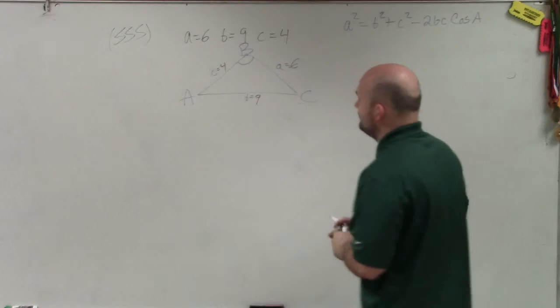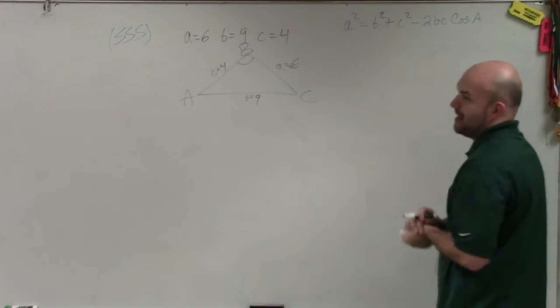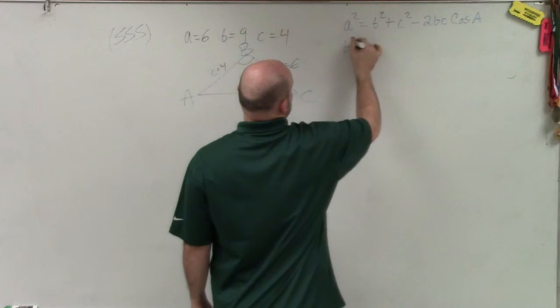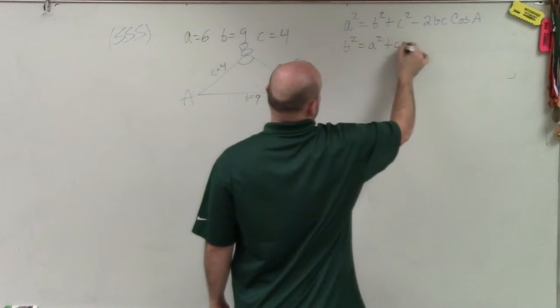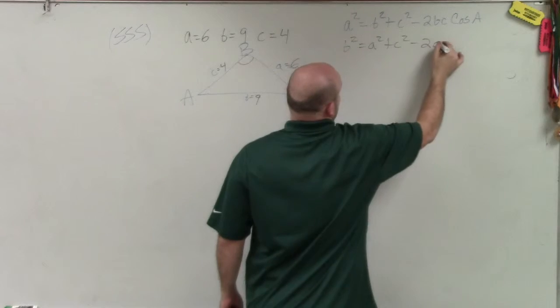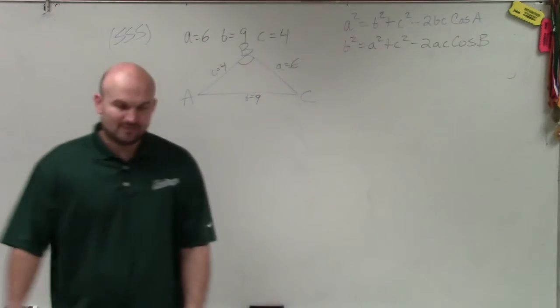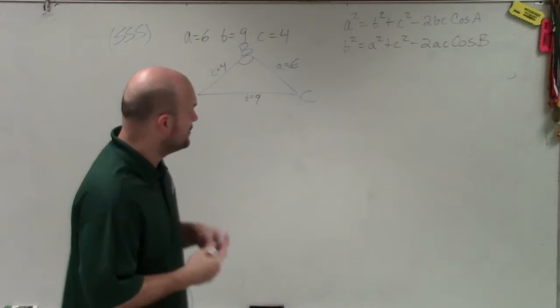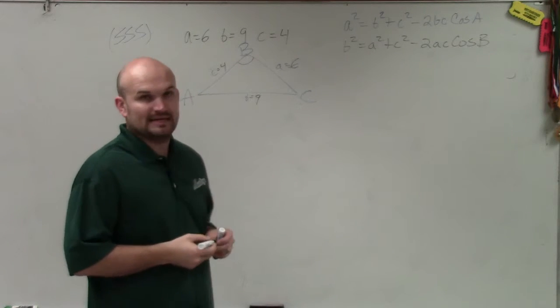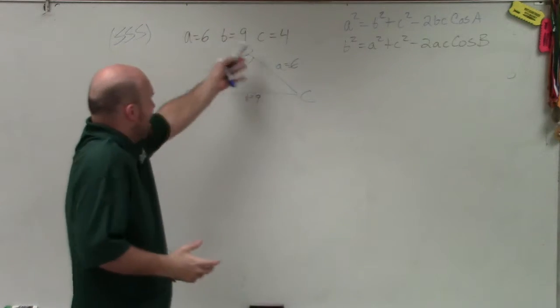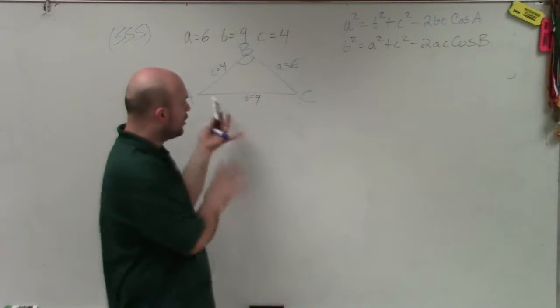So if I want to figure out B, basically what I'm going to do is just swap the B and the A in my formula. So I'm just going to rewrite this as B squared equals A squared plus C squared minus 2 times A C times the cosine of B. So all I did was I wrote the law of cosines in terms of my angle B. And you could do that exact same thing for angle C. So it doesn't really matter which angle or what information you're given or what your triangle looks like.